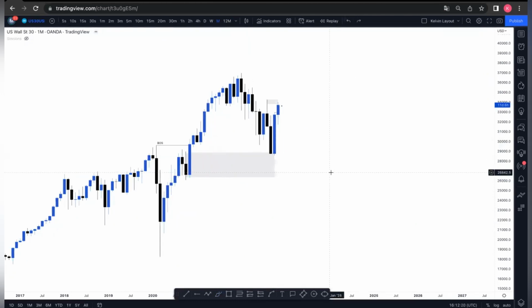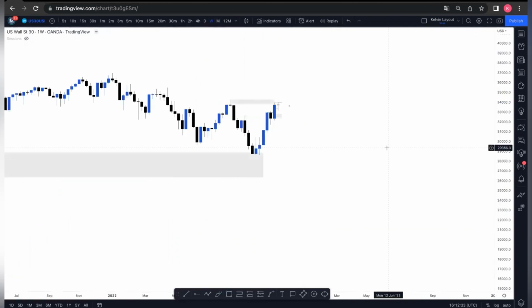So usually at monthly, I like to see a weekly change of character presented so I can switch, so I can then look for buys, right? So price just pulled back. So we want to look for buys on the lower time frame. So I need to see the weekly turning bearish. So then I can look for sales.